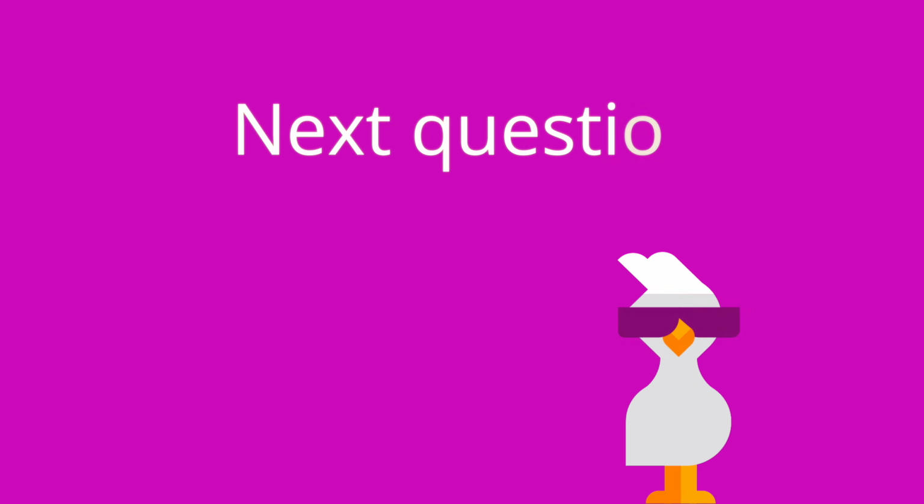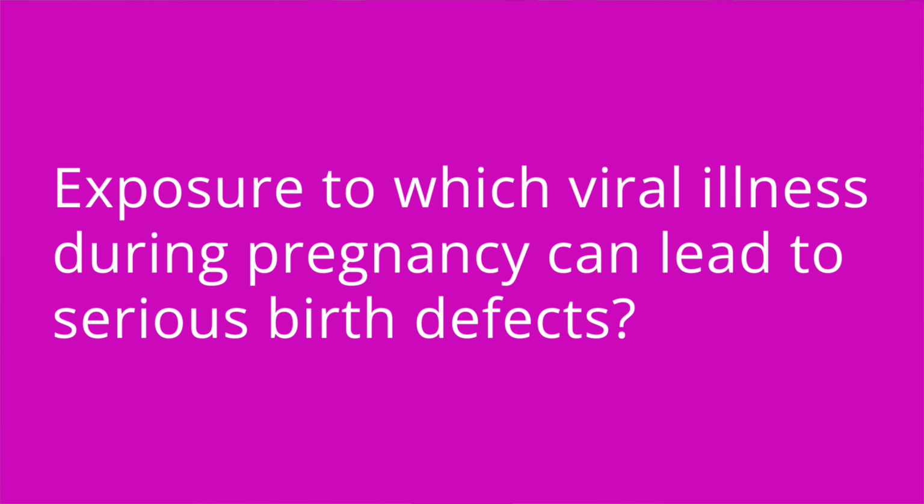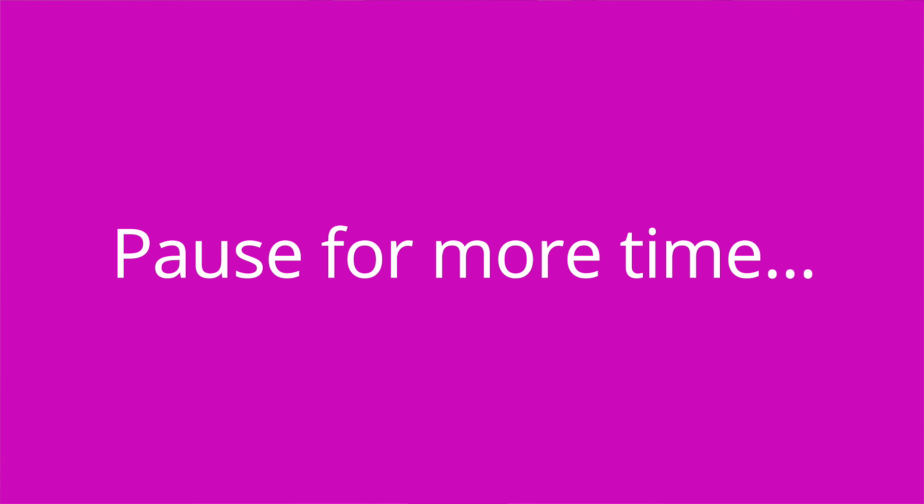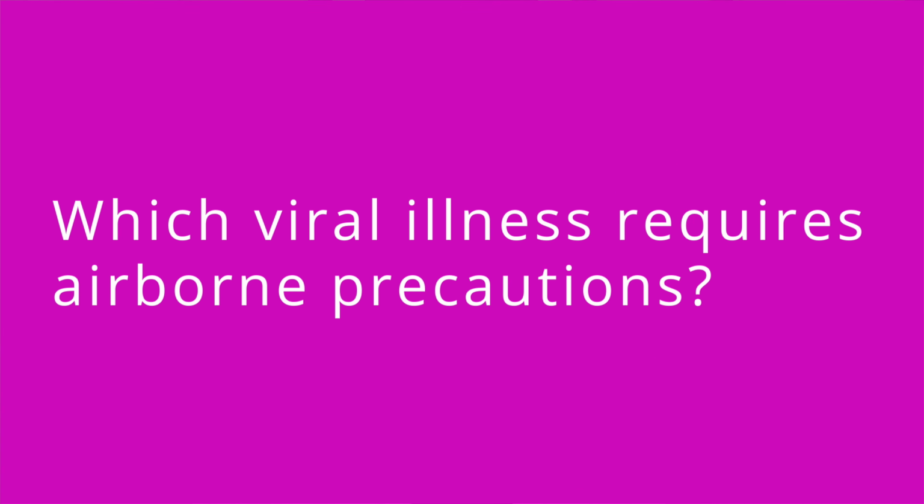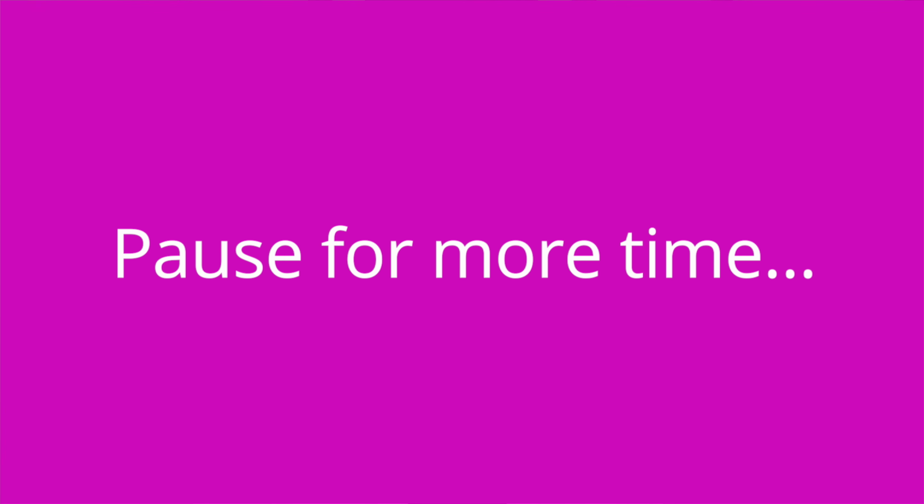Number 3, which viral illness can lead to hearing loss? The answer is mumps. Question number 4, exposure to which viral illness during pregnancy can lead to serious birth defects? The answer is rubella. And question number 5, which viral illness requires airborne precautions? The answer is measles.